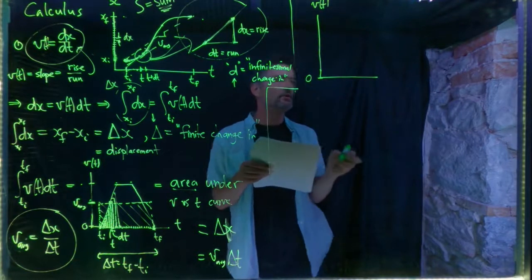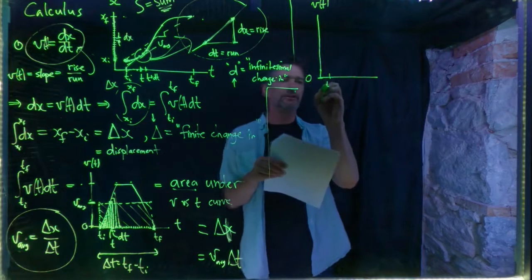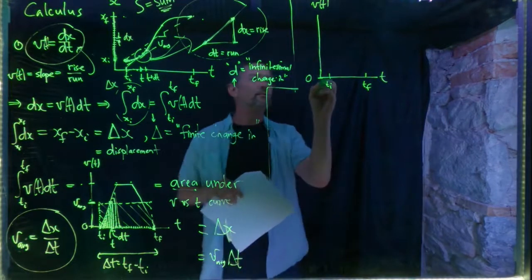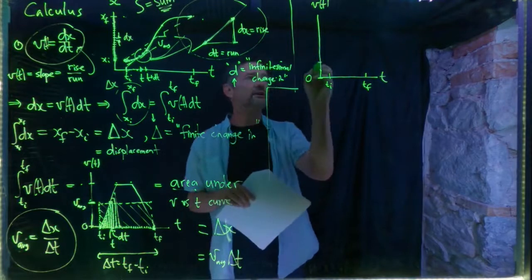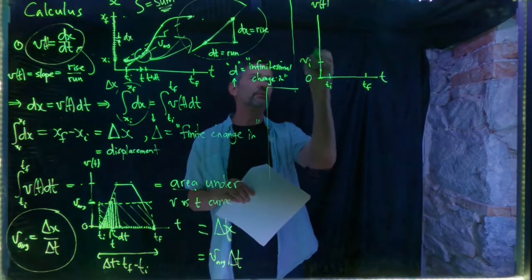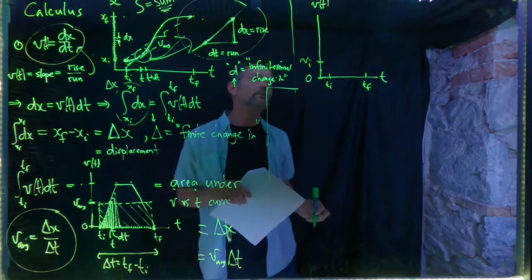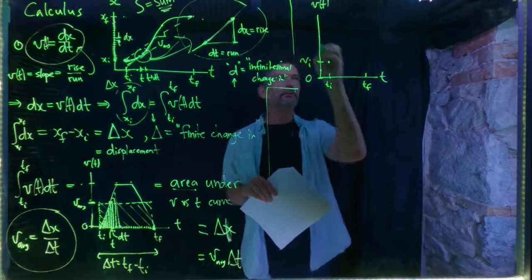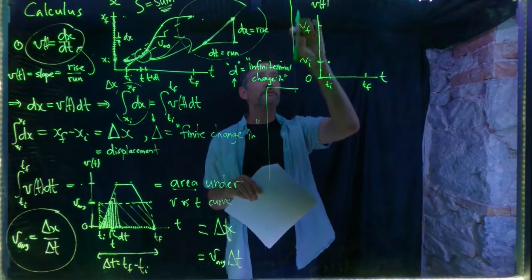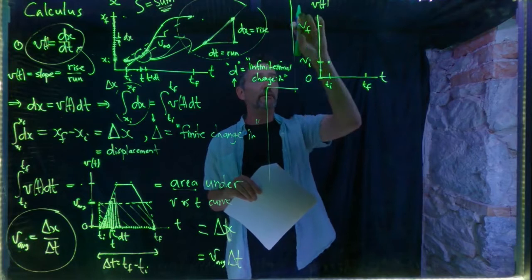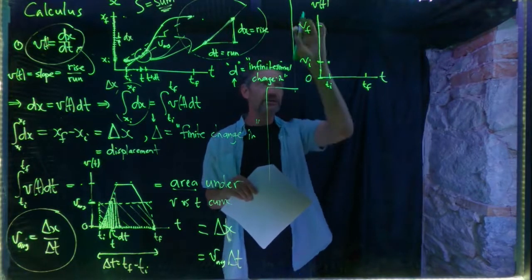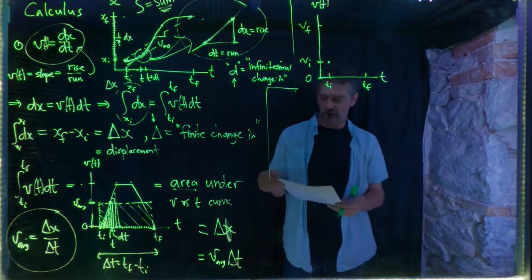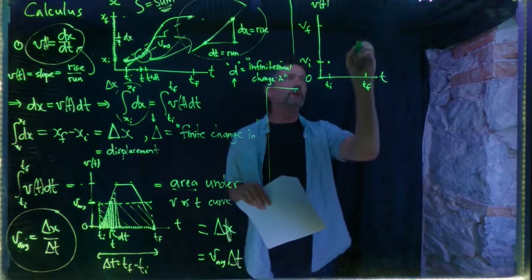So here is 0, and here is some time t initial, and here's some time t final along the time axis. Let's suppose that at time t initial, the velocity has some value, say v initial, could be positive, negative, 0. Just pick a point, v initial. At some time t final, the velocity is v final. This v final could be greater than v initial, could be below, could be negative, could be 0, could be anywhere. Just pick two arbitrary points on this velocity axis.